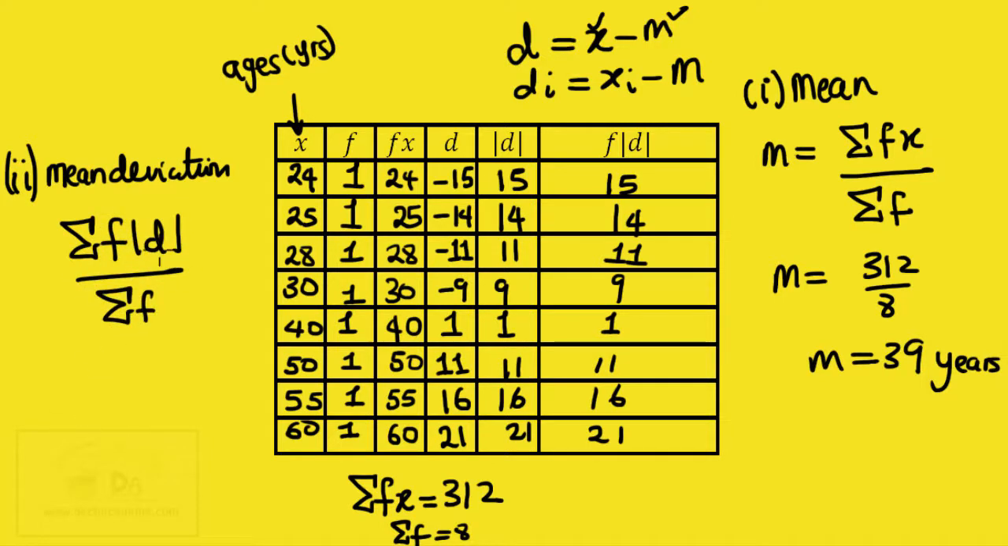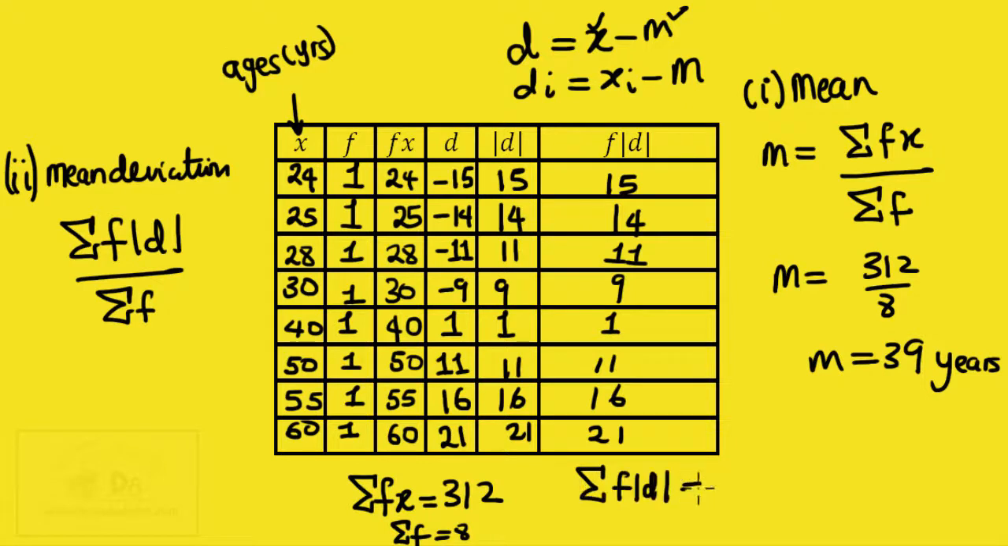All we have to do is find the sum of this product, f times the absolute value of d, divided by the sum of the frequencies, which you already know. What's the sum of all the f times the absolute value of the deviation? Well, it's the sum of all the numbers in this column.